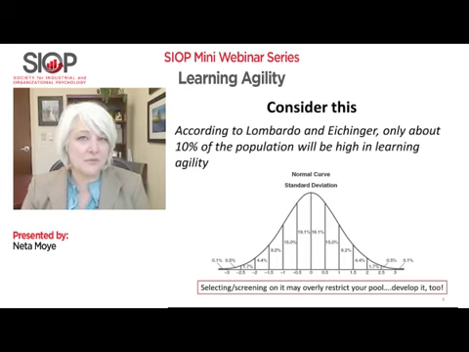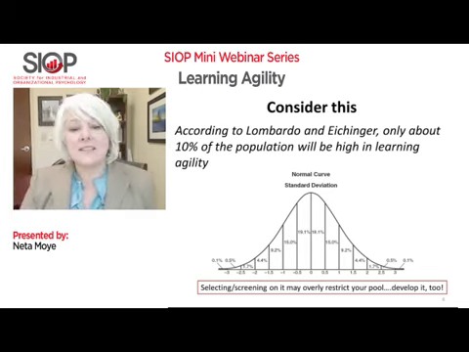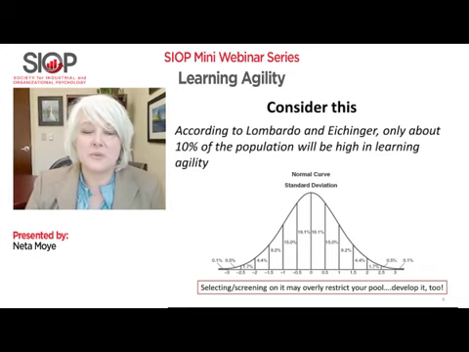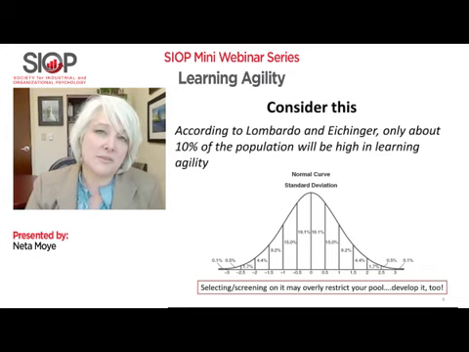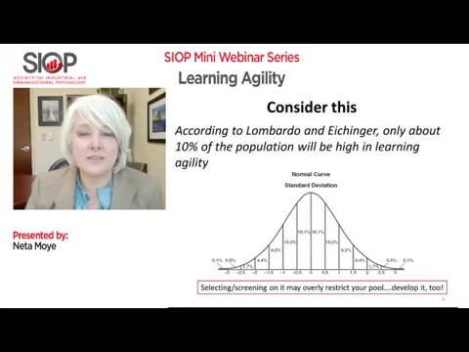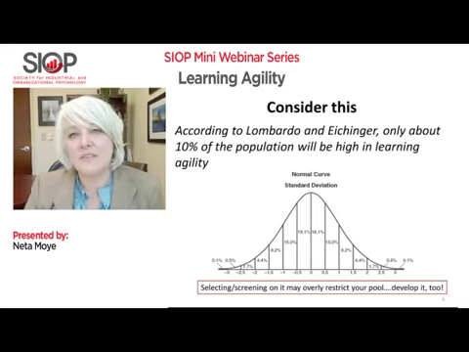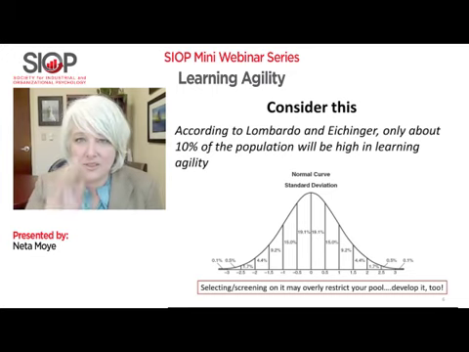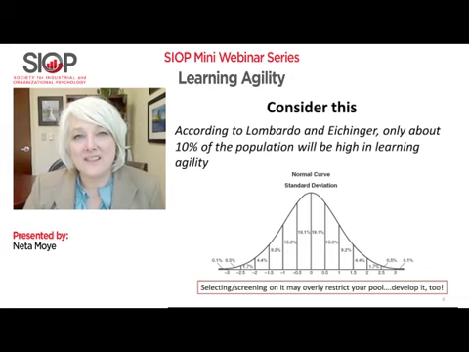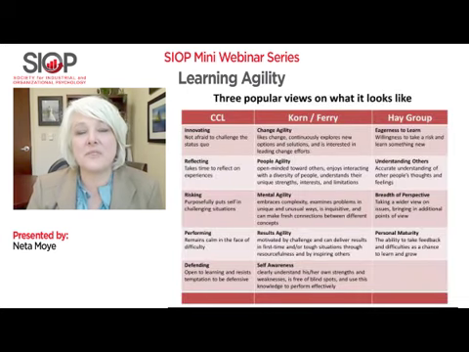If this was normally distributed in the population, about 10% would be high in it. If that's true, then selecting and screening on it may overly restrict your pool. So you're not going to set a minimum cutoff score that's fairly high for this, because you're going to really restrict your pool of candidates. So what you probably want to do is have it as one factor of many in choosing people, either for a position or for high potential. And more importantly, beyond screening for it, you probably want to develop it as well. So there are some tools available for you.